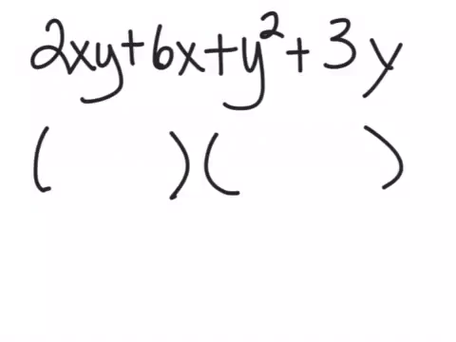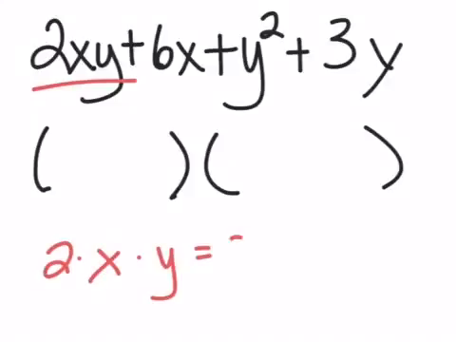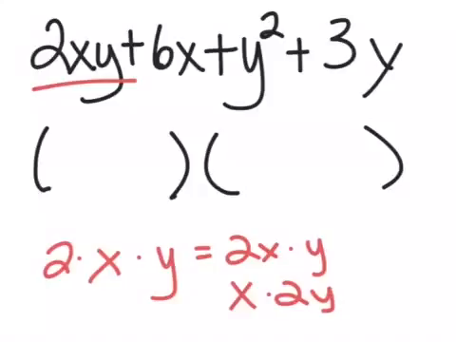Alright, so letter D might look a little confusing, however, it's easier than you think. So look at the 2xy. What are the factors? Well, you have 2 times x times y. So you could either have 2x times y, or you could have x times 2y. So for trial and error, I'm just going to go with the first one I wrote, 2x, and then the other factor would be y.